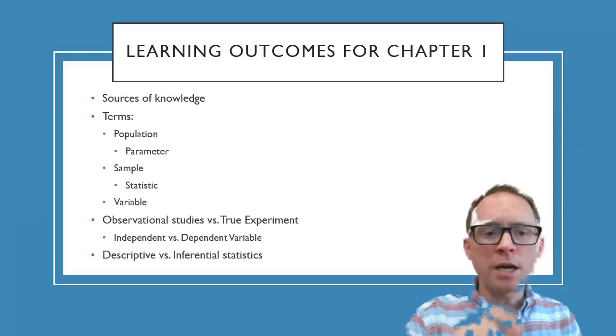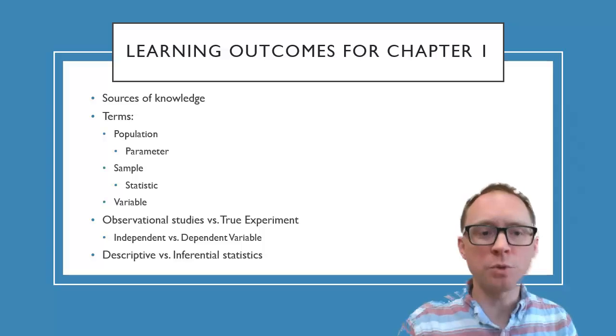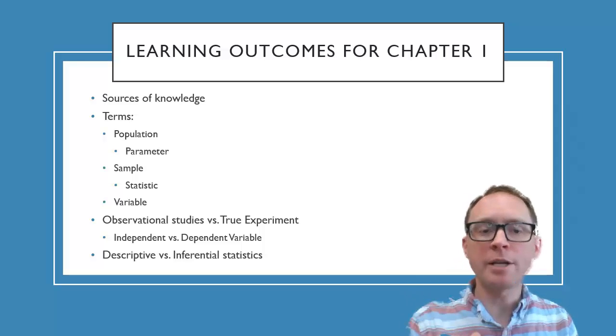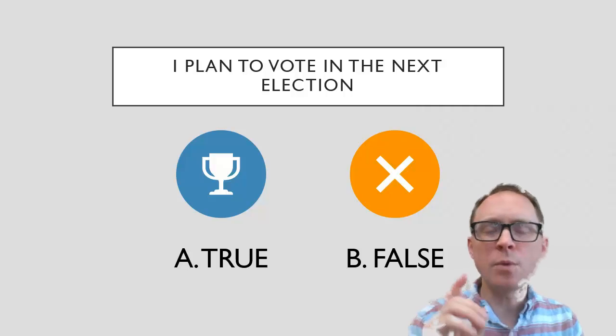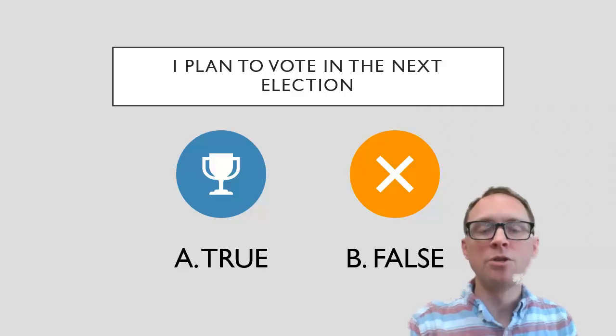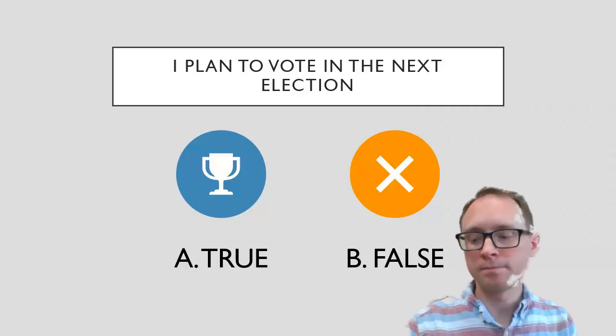So what we're going to talk about today is some terms, sources of knowledge first, then some terms about population and samples. Then we're going to talk about experimentation and get to descriptive versus inferential statistics. So let's start at the very beginning here. And I want you to answer some questions, and then we'll tell you why in just a second. Do you plan to vote in the next election?